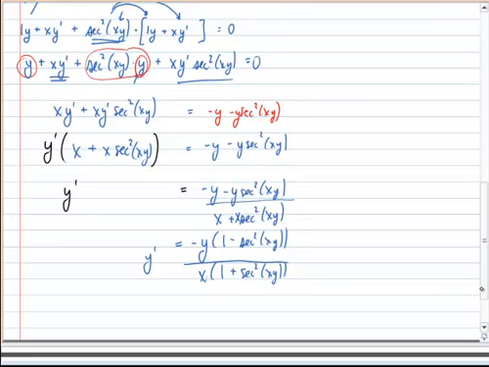Again, these are three typical types of problems that you'll be required to do using implicit differentiation. Take care.